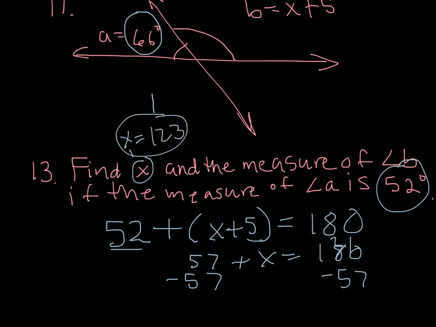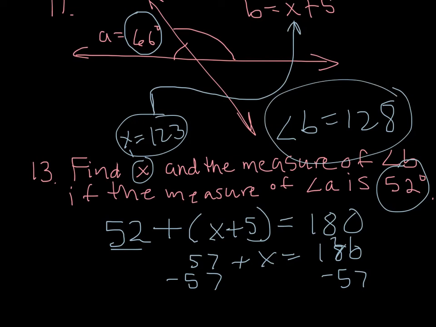Now, is that angle B? Remember, that's just what x is, so we need to take x and add 5 to it. So for number 13, x equals 123. And then angle B equals what? Angle B equals 123 plus 5, which is 128. Okay? So again, number 13, the answer is x is 123 and angle B is 128.